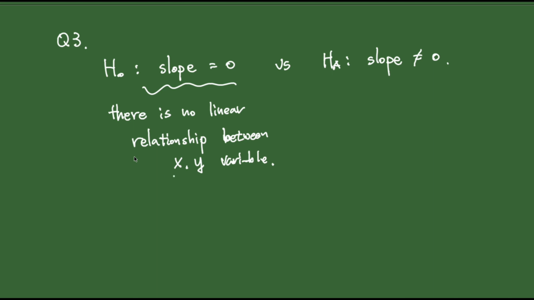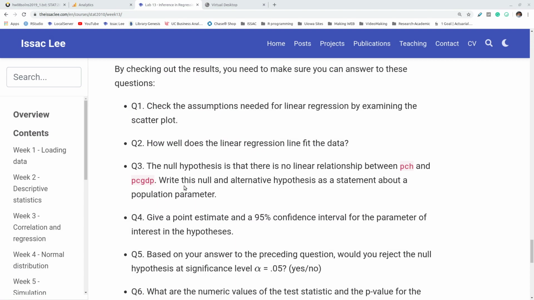In our case, we have PCH is our y variable, and GDP is our x variable. So the null hypothesis should be the slope is 0, and the alternative is slope is not 0. And what is the result of this test? Let me just go back to the question. So we finished writing the null and alternative hypothesis.